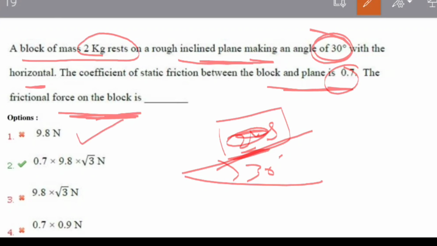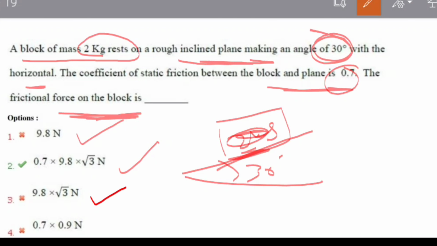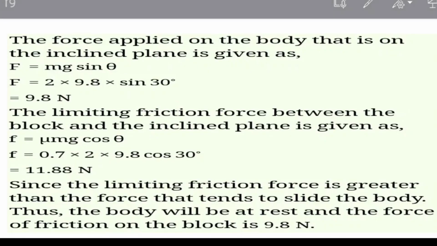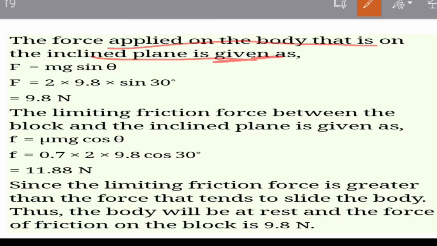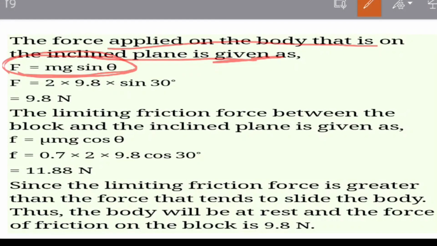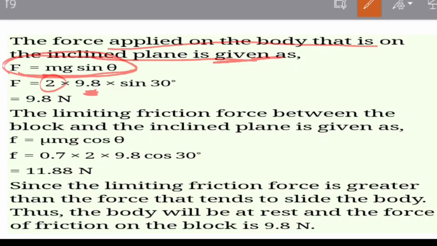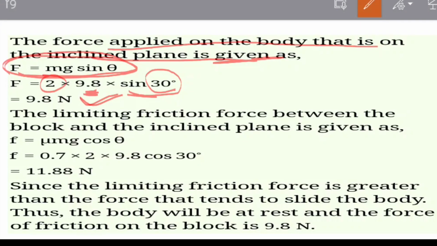Option A 9.8 newtons. Option B 0.7 into 9.8 into root 3 newtons. Option C 9.8 into root 3 newtons. Option D 0.7 into 0.9 newtons. Let's see the answer. Here the force applied on the body on the inclined plane is given by F equals mg sin theta. Remember this formula. M, mass of the block is 2, g is 9.8, theta is 30 degrees. So we'll get 9.8 newtons, the force applied on the body on the inclined plane.